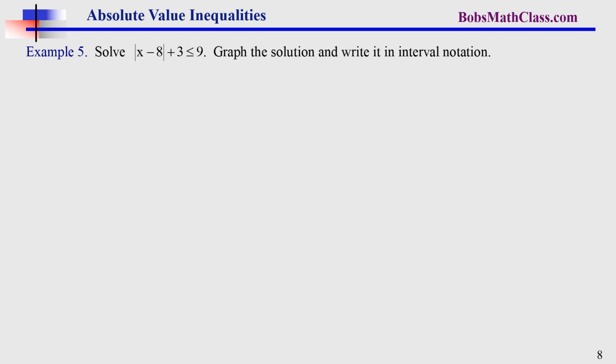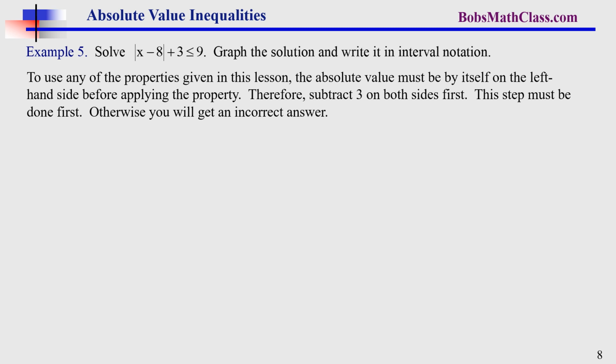Example 5, the absolute value of x minus 8 plus 3 less than or equal to 9. Okay, so before we could use our property, we have to have the absolute value by itself. This problem doesn't have that. We don't have the absolute value by itself. So we need to do that first. Here's a note about it.